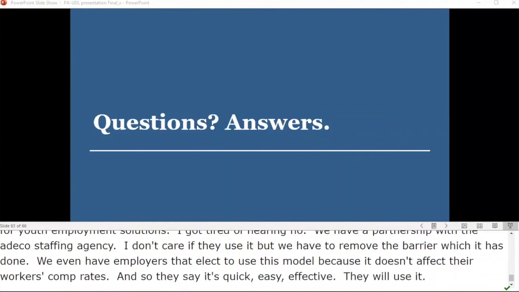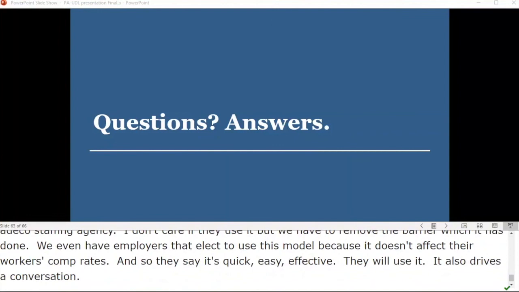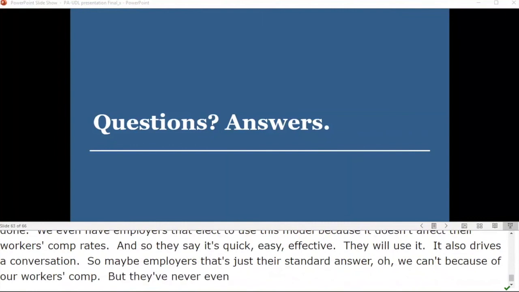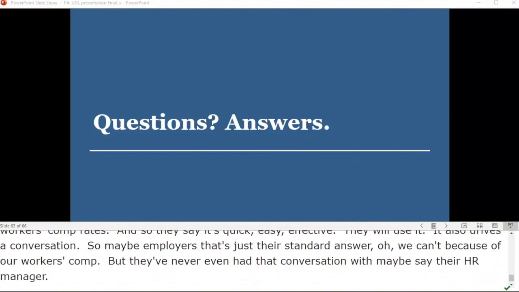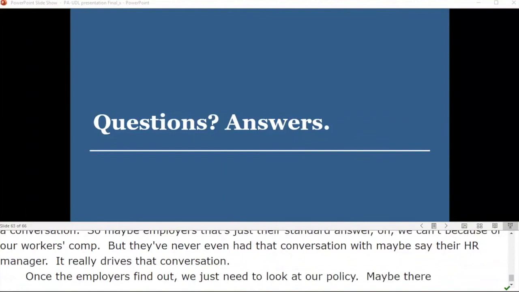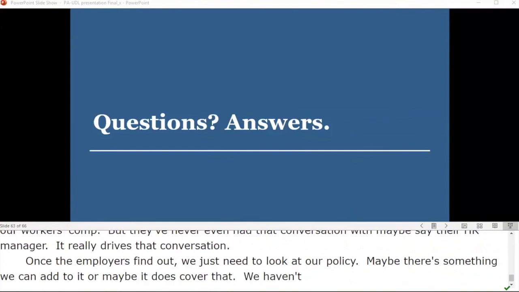So maybe for employers, that's just their standard answer. Oh, we can't because of our workers' comp, but they've never even had that conversation with, say, their HR manager. And so it really just drives that conversation. And once the employers find out, they say, we just need to look at our policy. Maybe there's something that we can add to it, or maybe it does cover that and we just haven't updated it in a while. So it was just about removing a barrier.